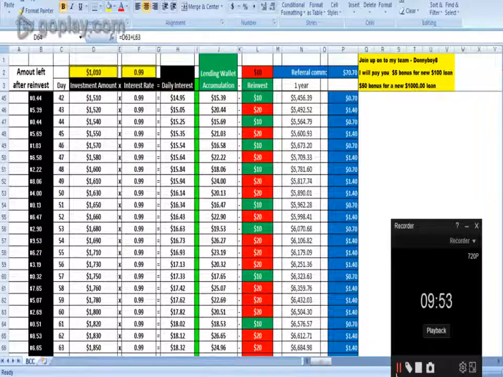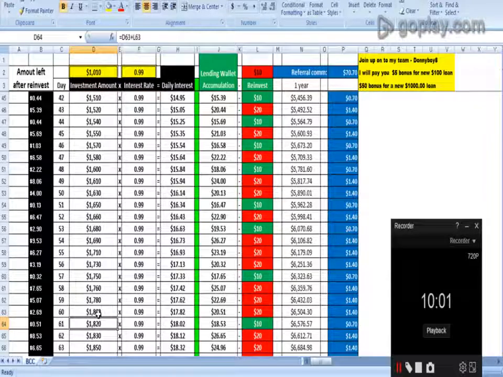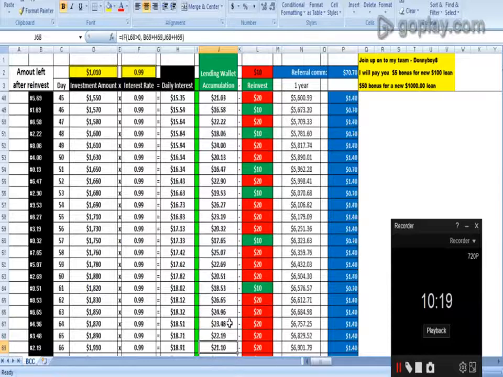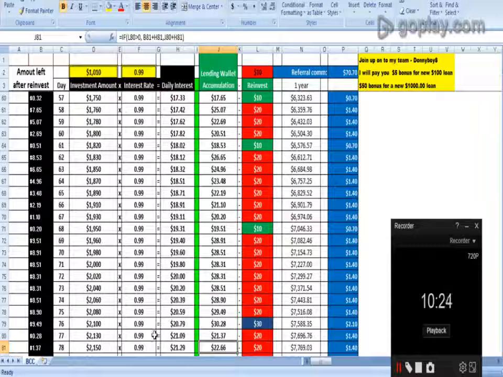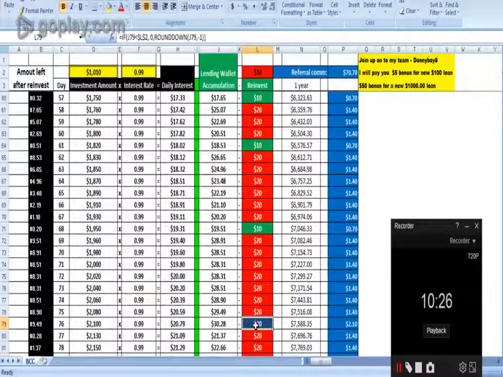Sorry about that. Pick up where I left off. So at 60 days, your $1,010 would be $1,800, making $17.82 per day, and at this point you'd be able to make enough interest to reinvest $20 almost every day. But what happens with the compounding interest is that this just accelerates really impressively. Like, you're not even 3 months in and now you're able to make $30 reinvestments per day.